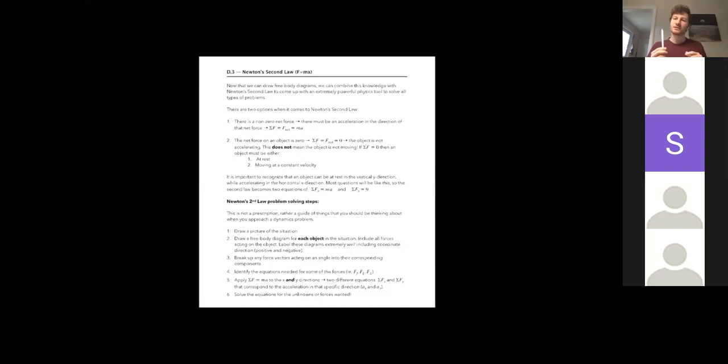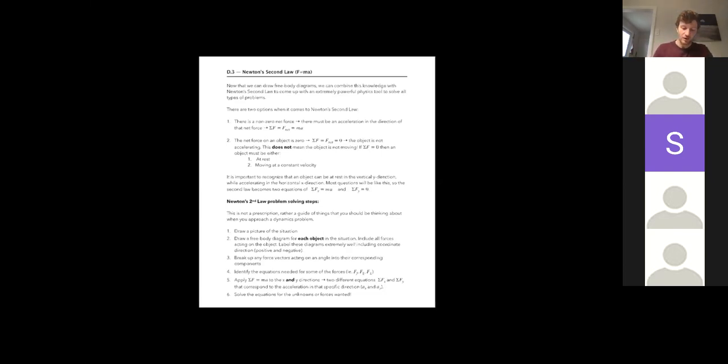There are two different scenarios when it comes to solving Newton's second law questions. The first one is when there is a non-zero net force. Okay, this is a winning game of tug of war. If you have a non-zero net force, that means there must be an acceleration in the direction of that net force. So you're going to get the sum of the forces, or F net, equaling mass times acceleration.